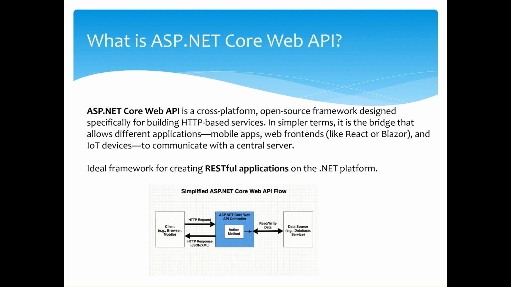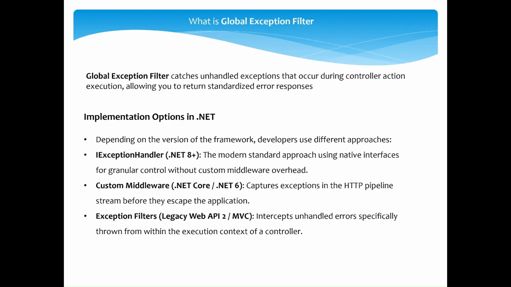Let's set the baseline. What exactly is ASP.NET Core Web API? ASP.NET Core Web API is a cross-platform open source framework designed specially for building HTTP-based services. In simpler terms, it is the bridge that allows different applications like mobile apps, web frontends, and IoT devices to communicate with a central server. Because of its lightweight architecture and high performance, it is the ideal framework for creating RESTful applications on the .NET platform.